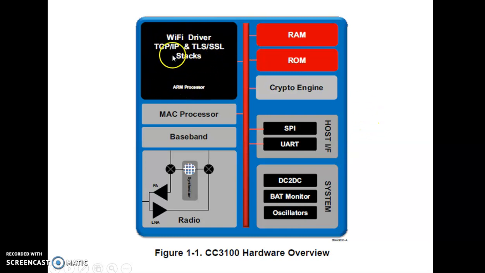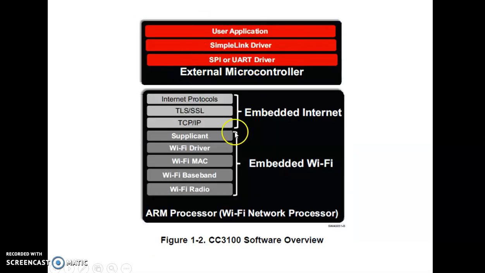Let us see what is inside this Wi-Fi processor. So this is the internal diagram of that Wi-Fi ARM processor, the Wi-Fi network processor. So embedded internet protocols, TCP/IP internet protocols, and this is the embedded Wi-Fi driver, MAC, baseband, and radio. Okay, and this is the external microcontroller. We have seen SPI, UART drivers, and over there we can design user applications.